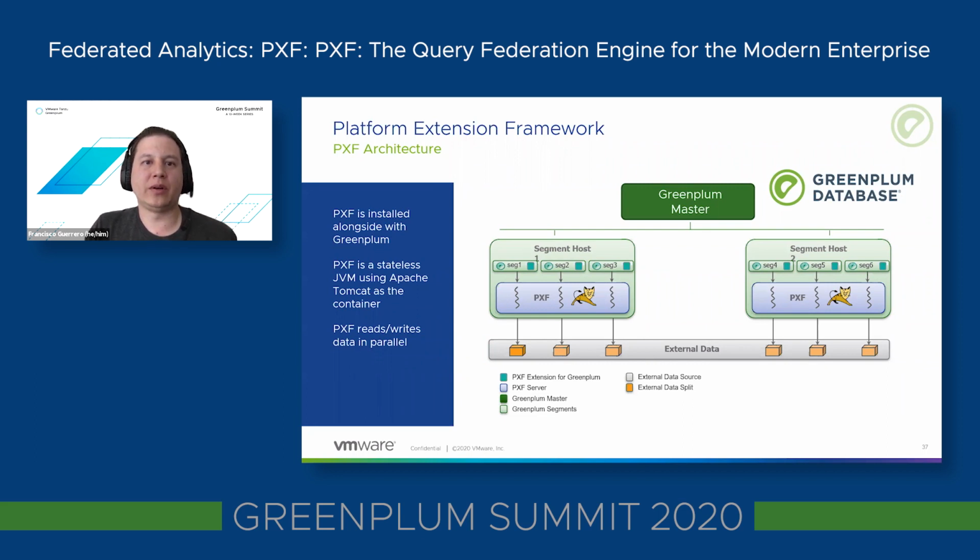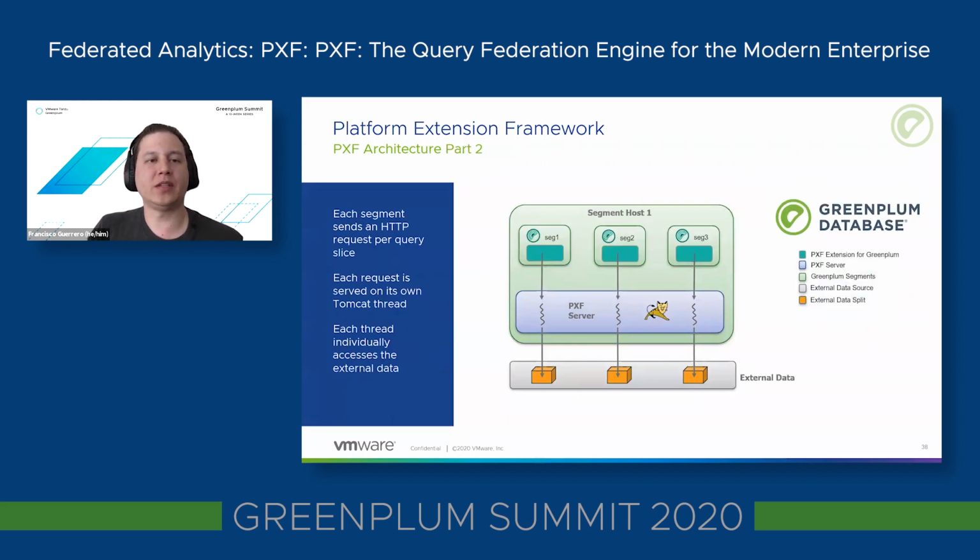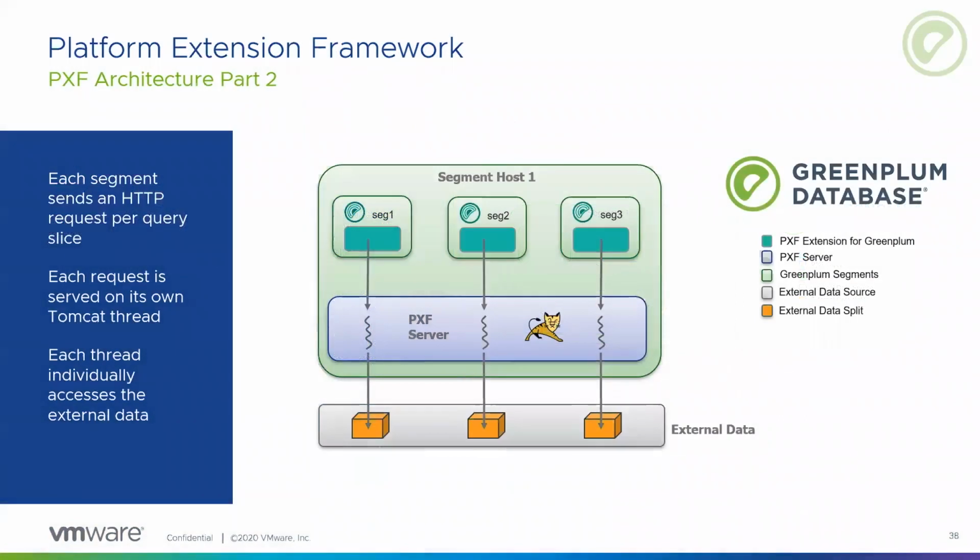Let's take a deeper look into this process. PXF can read and write data from external data sources. Let's focus on the read case first. Let's say we have a table, let's call it my_table_on_hadoop. So we issue a query, select star from my_table_on_hadoop. Greenplum master dispatches the query to all 6 segments. Every segment opens a connection to the PXF server. PXF is a multi-threaded application and will handle each connection on its own thread.